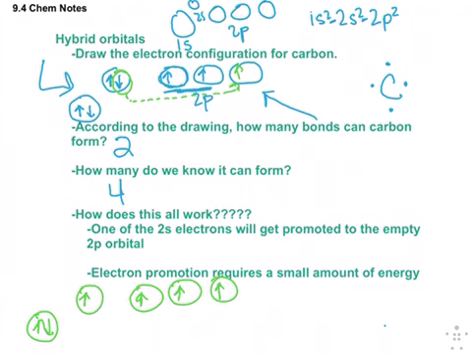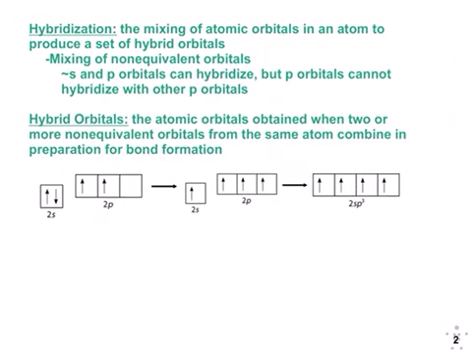Okay? So electron promotion requires some energy in order to remove the electron from here and move it to that 2p orbital. So we're just rearranging our electrons. When we do electron promotion, we get something that is called hybridization. This is the mixing of atomic orbitals in an atom to produce a set of hybrid orbitals.